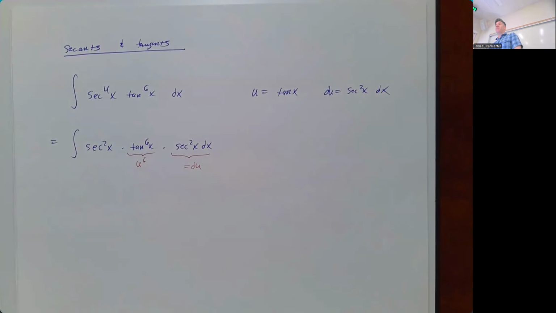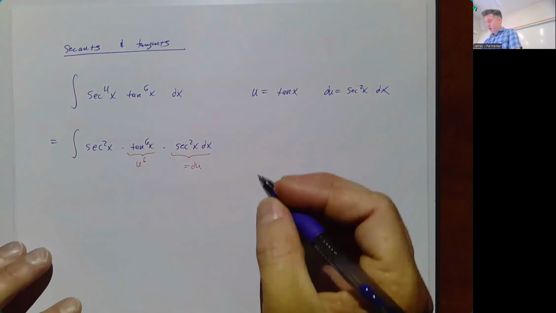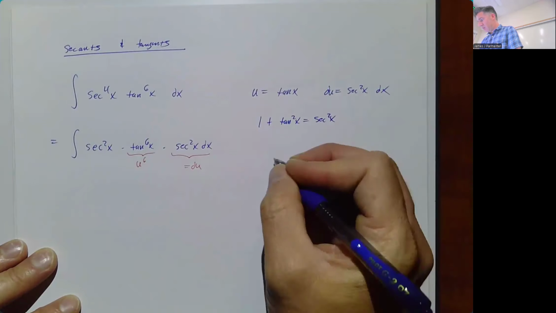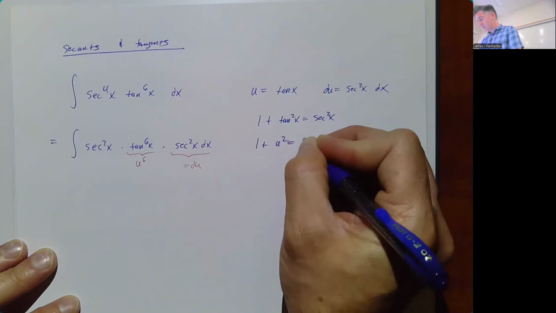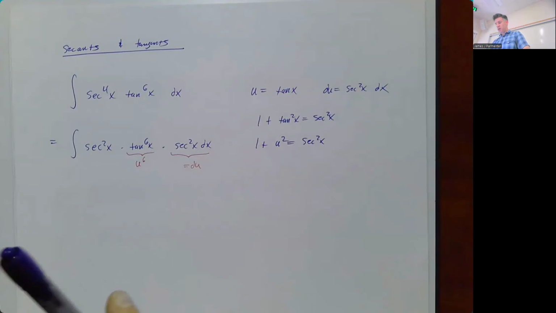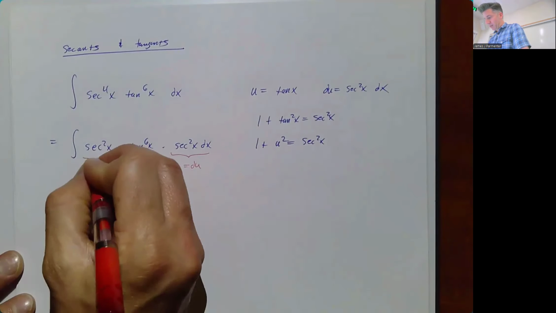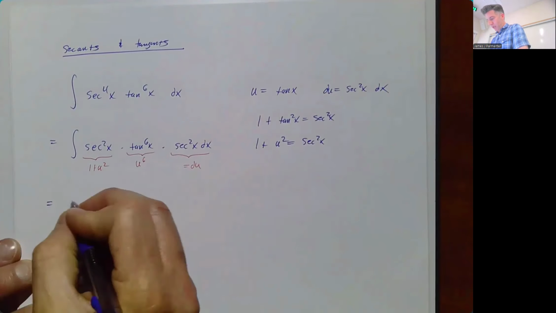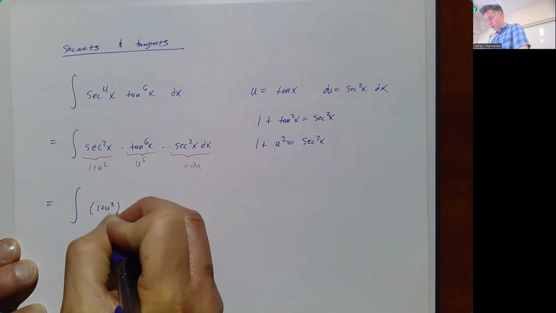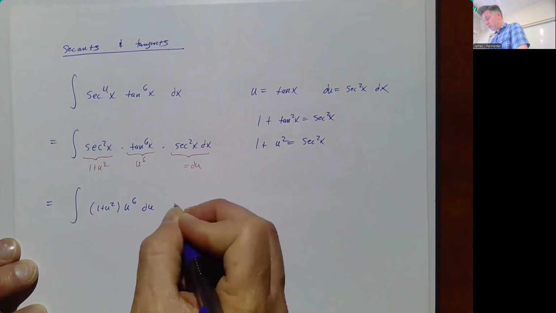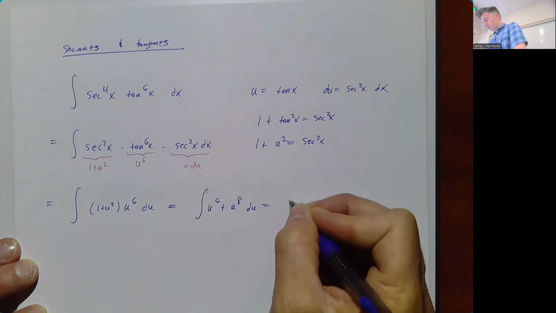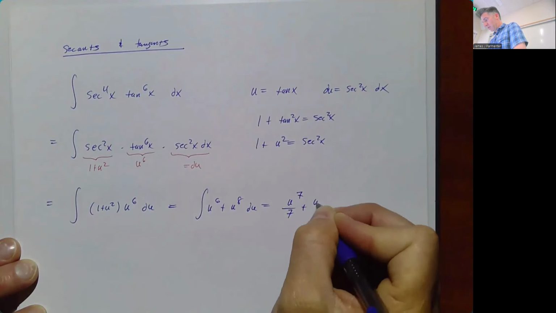And then my even power of my not-u choice, that's where my trig identity comes into play. So 1 plus tangent squared x equals secant squared x. So 1 plus u squared equals secant squared x, because u is equal to tangent. So that secant squared x is going to be exactly 1 plus u squared. And then we change it up. We write it as the integral of (1 plus u squared) times u to the sixth du. You get the integral of u to the sixth plus u to the eighth du, which is u to the seventh over 7 plus u to the ninth over 9.